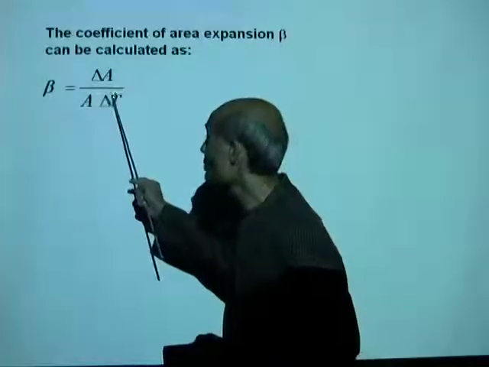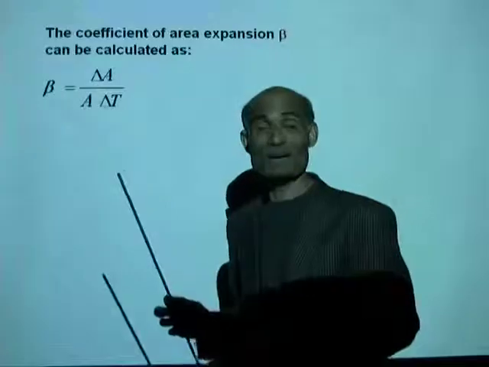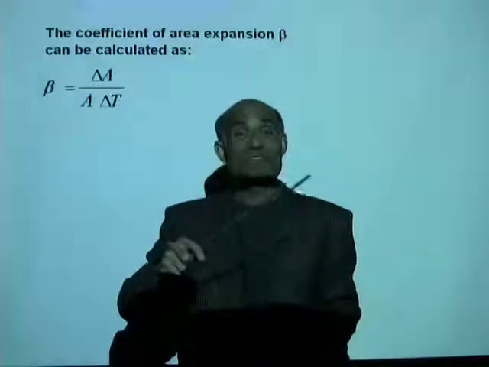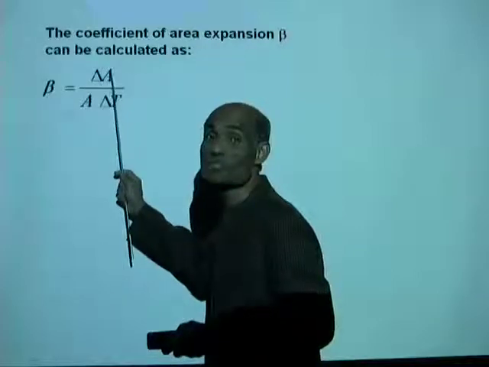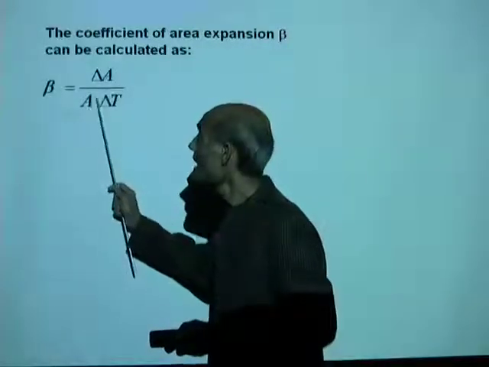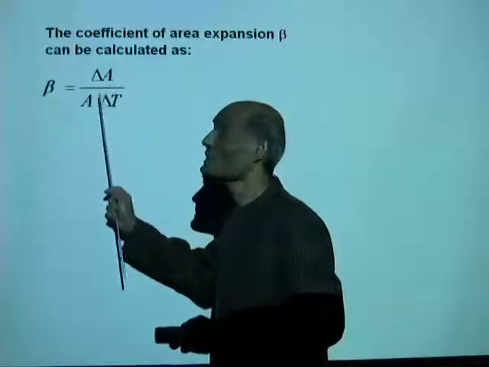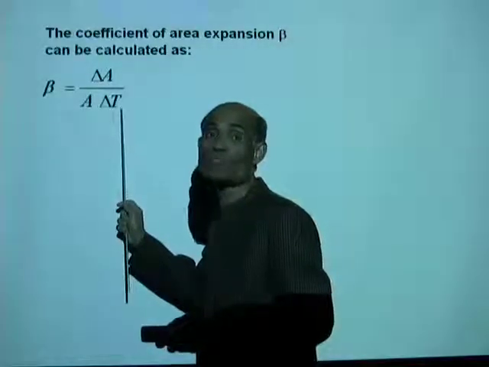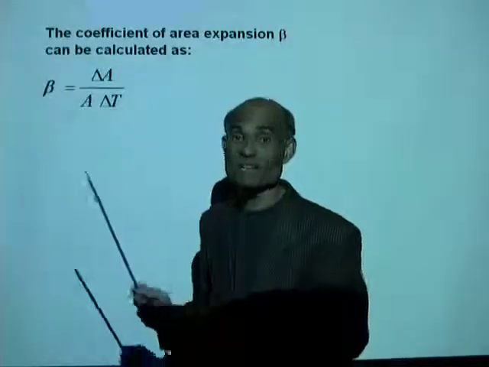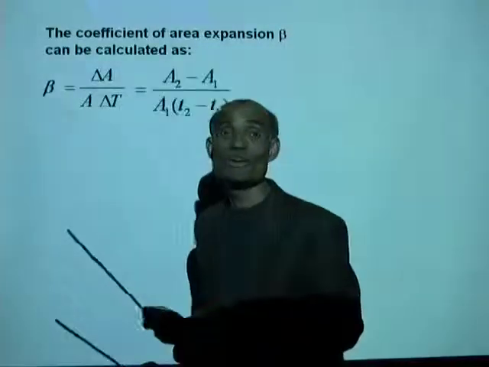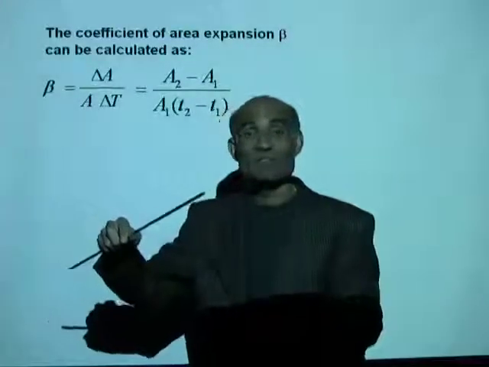Can you tell me what the unit of beta will be? Well, the same unit as we use for alpha. Why? Delta A is measured in square meter, A is measured in square meter, those will cancel. The only unit that will survive is Kelvin in the denominator. So beta also is measured in per Kelvin.